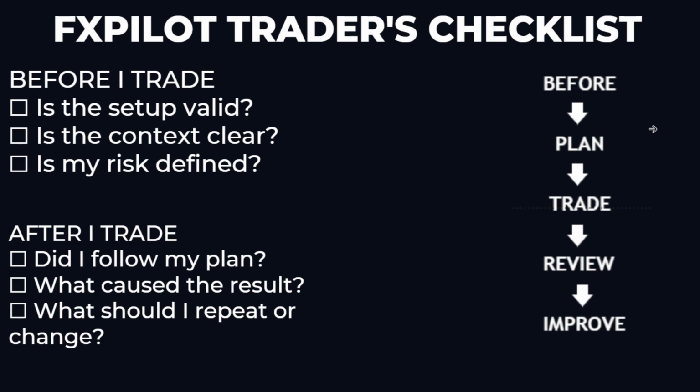So the summary is this: the checklist is before you plan, you trade, you review, and you improve. You plan, you trade, you review, and you improve. So that means before the trade, follow your plan. After the trade, review your behavior. The goal is not to eliminate losing trades. It is to make sure every trade gives you information that can help you become a better trader.